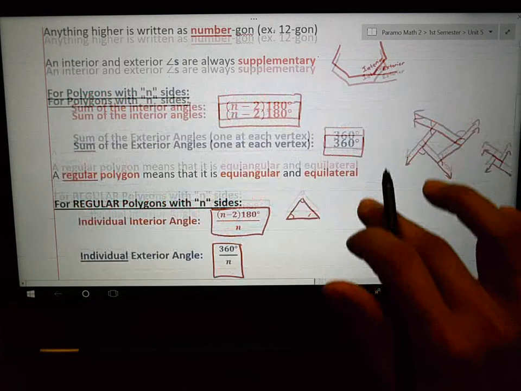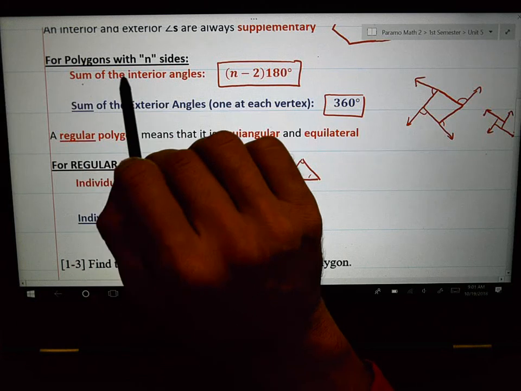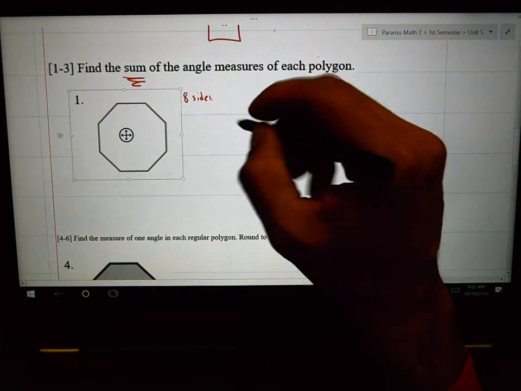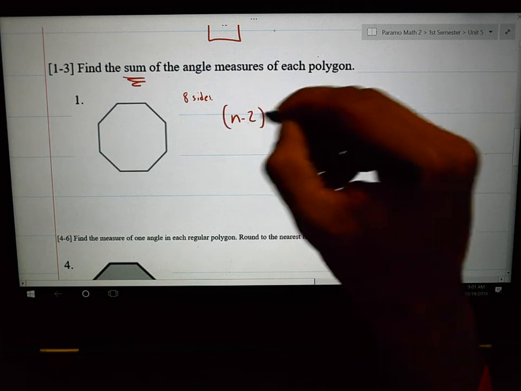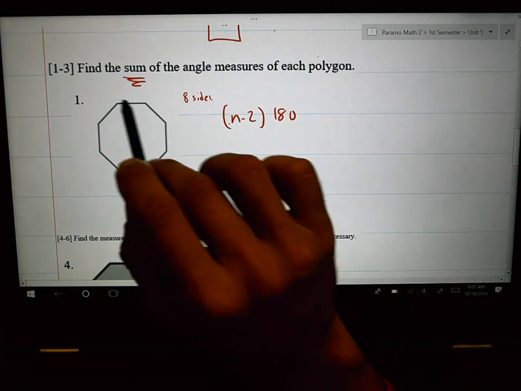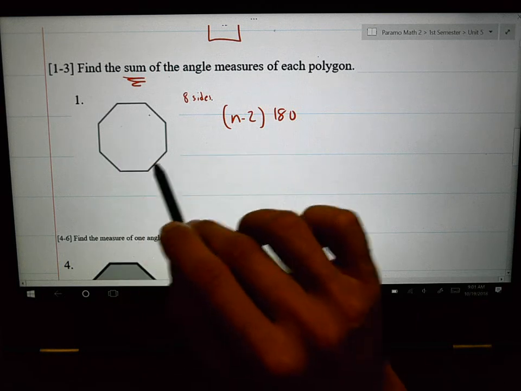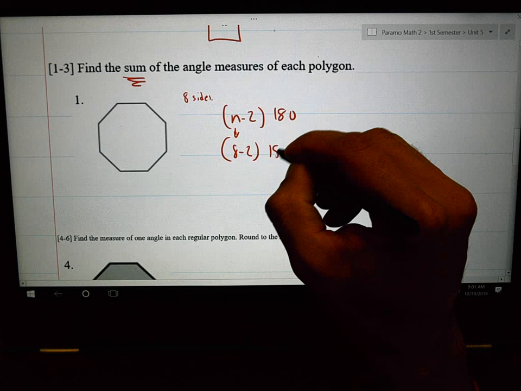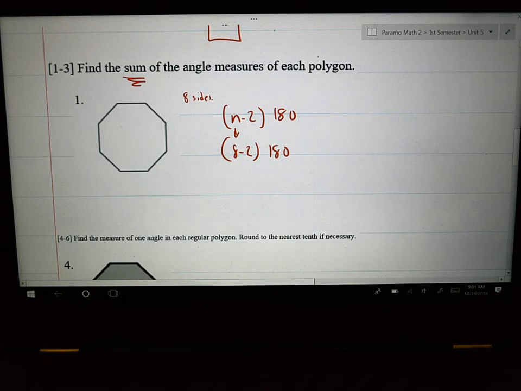So I'm going to go look at my formulas. I need the sum of the interior angles. This formula, n minus 2 times 180. I'm going to write that down real quick. N minus 2 times 180. And since I know that n, the number of sides, is 8, I replace the n with an 8, and I'm going to figure this out.